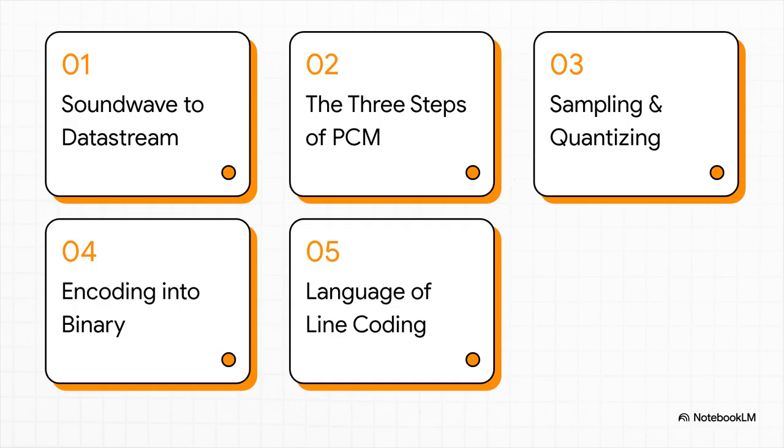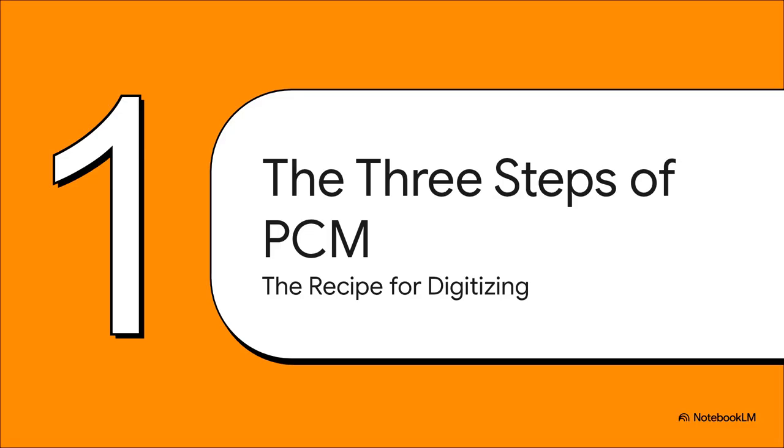So here's our game plan. We're going to break down the three main steps of PCM: how you sample a signal and then encode it into binary. And then we'll get into the really cool part: how that string of ones and zeros actually becomes a physical electrical signal that can zip across a wire. All right, let's get into it.